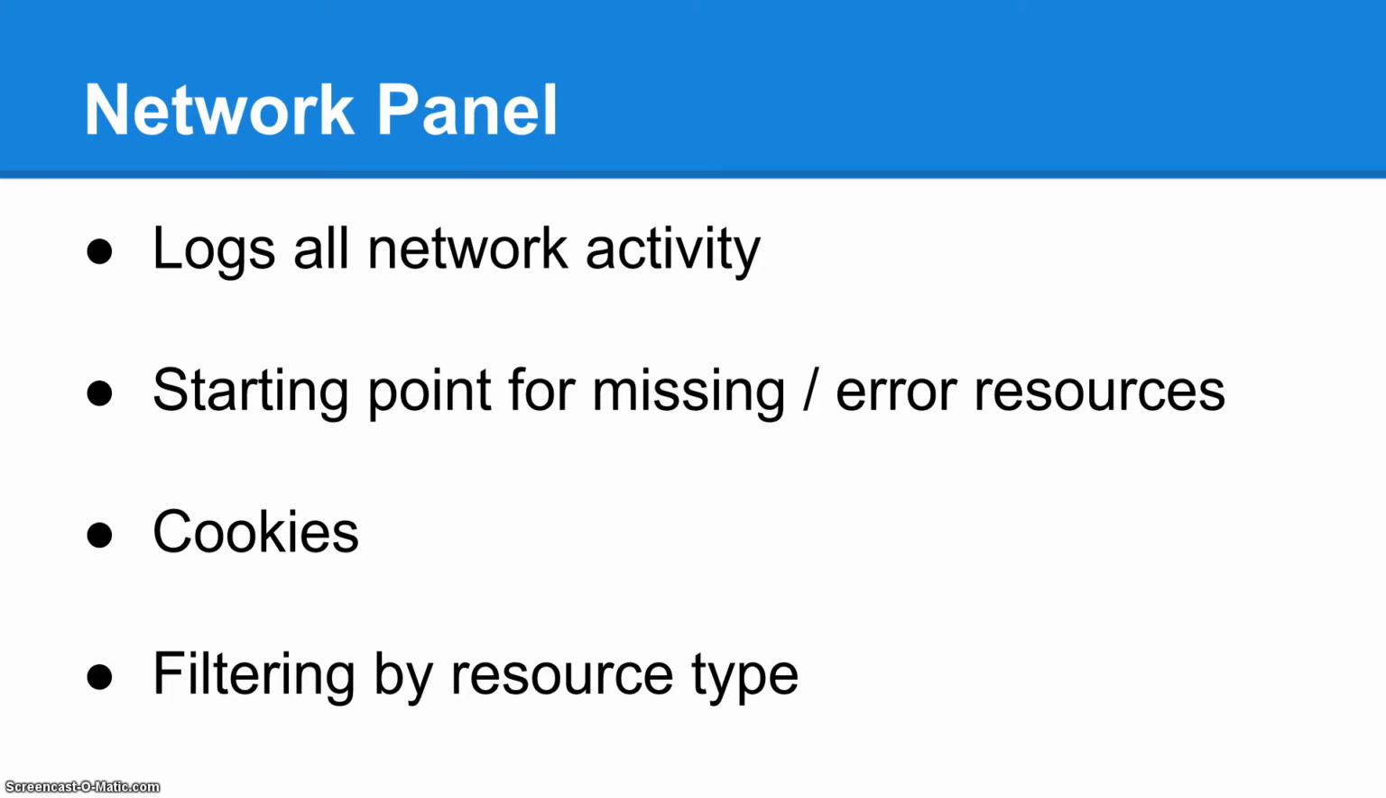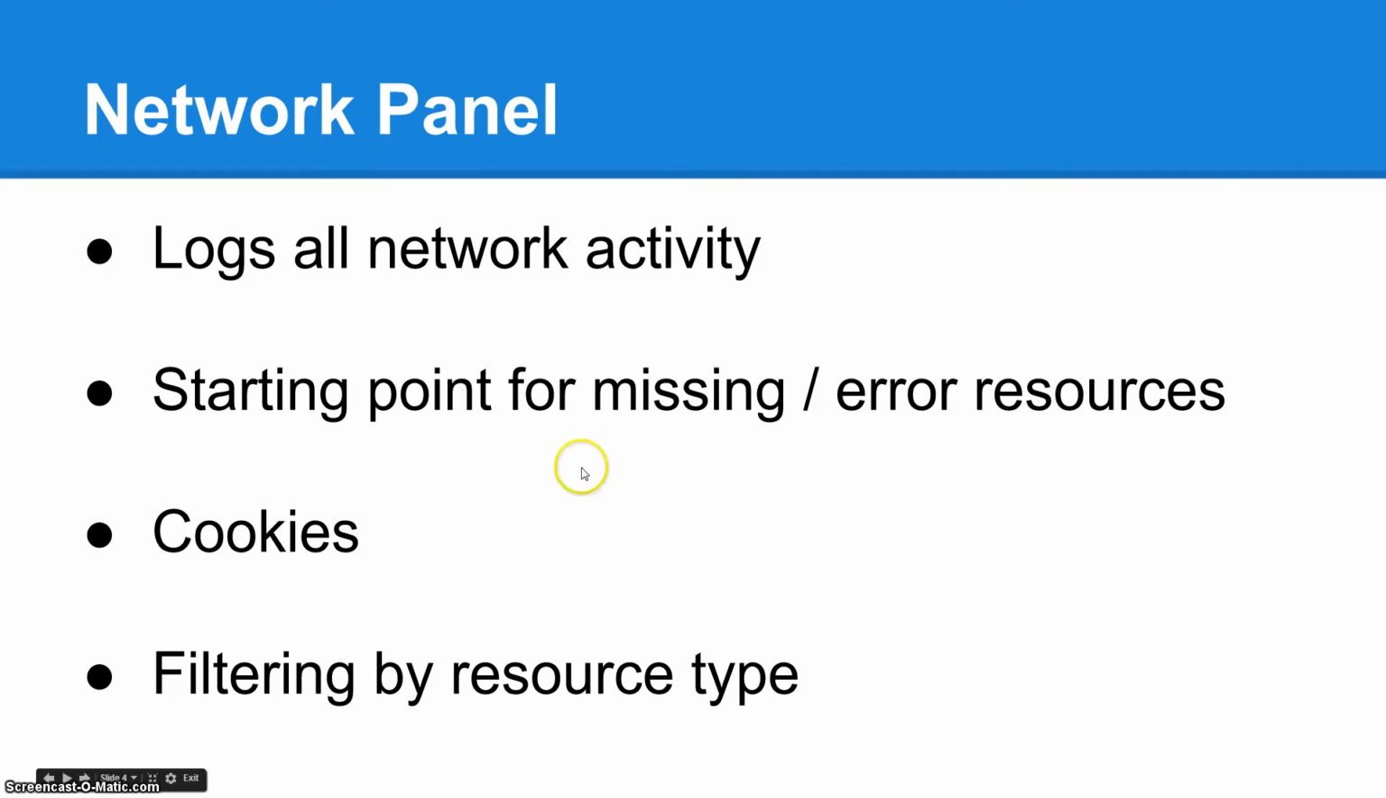So we're looking at the network panel. Basically, it's for logging all requests and responses by the application. It is essentially a starting point for missing or errored resources. For example, if you're having an Ajax-based application and there's an error in your response because of a state which you didn't account for, you could use it as a starting point to find out where the error came from and what it's done.